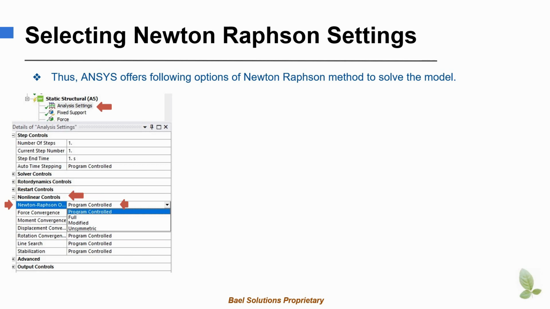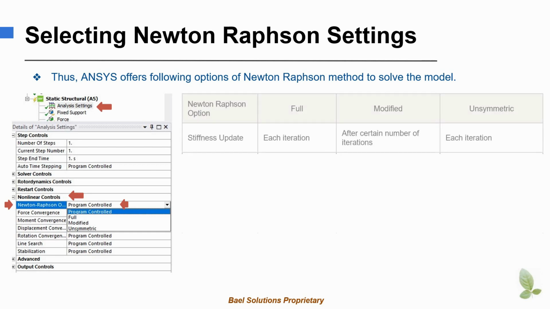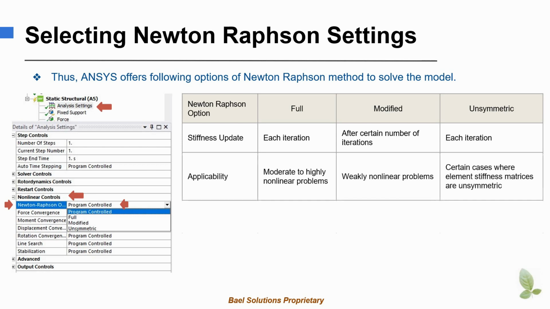More information about the Newton Raphson options is given in the table. Stiffness of the structure is updated in each iteration in a full and the unsymmetric method. In the modified method, the stiffness is updated after a certain number of iterations. Full method is suitable for highly nonlinear problems, while the modified method is suitable for weakly nonlinear problems.